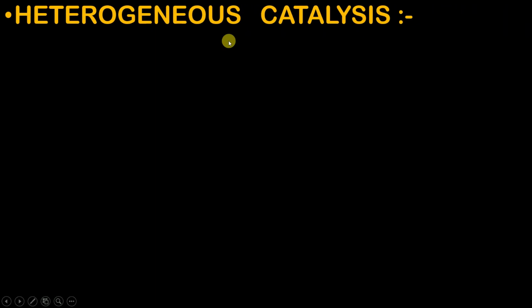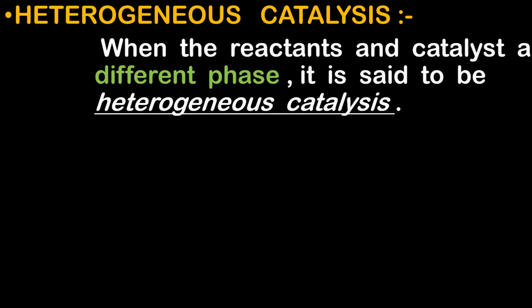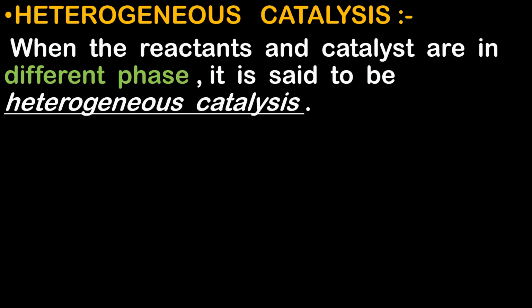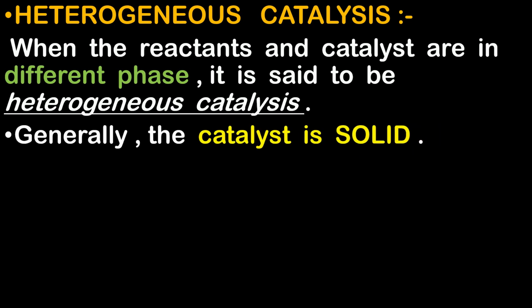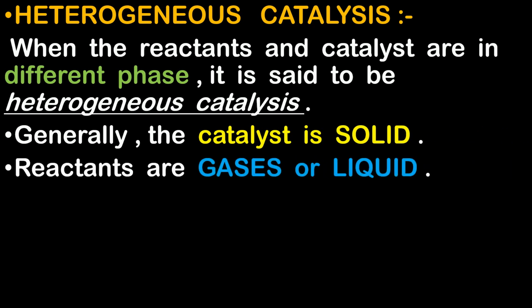Now let us move on to heterogeneous catalysis. The definition of heterogeneous catalysis, you might have already guessed. It says that when the reactants and catalysts are in different phase, it is said to be heterogeneous catalysis. Generally the catalyst is in the solid state, and the reactants are either present in a gaseous phase or a liquid phase. So this is the general case that we observe.